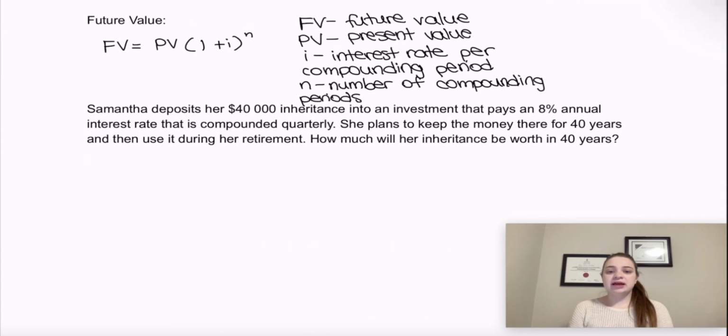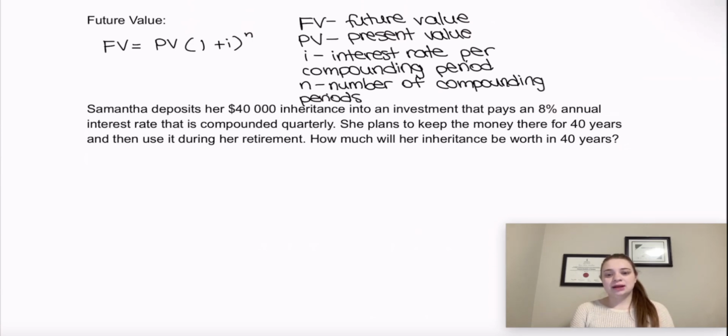So, in order to calculate the future value, we need to know the present value, which is how much money we are investing today. We also need to know the interest rate per compounding period, and that amount can be found by taking the annual interest rate and dividing by the number of compounding periods. And then we also need to know n.